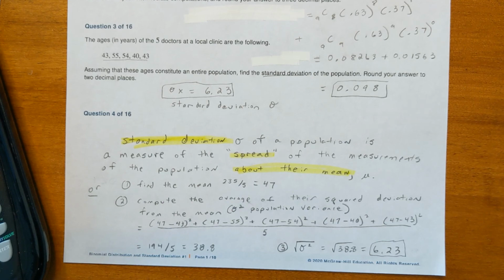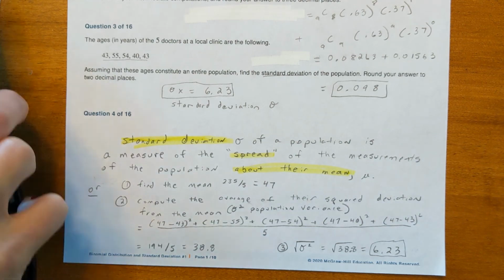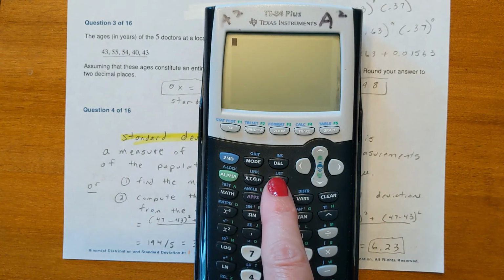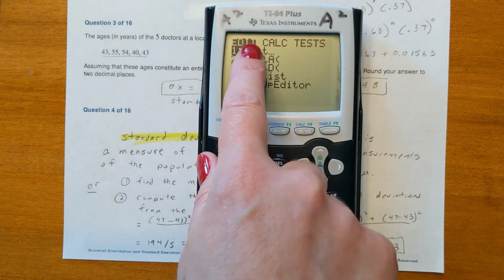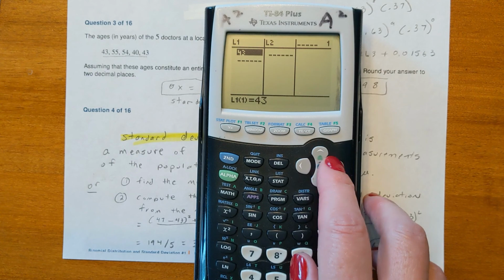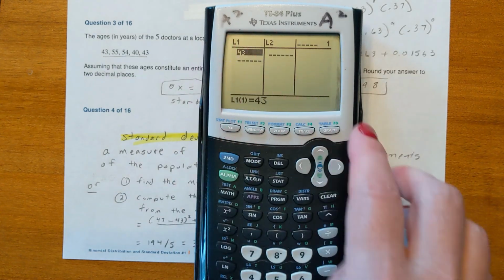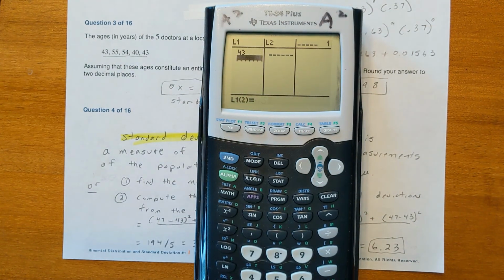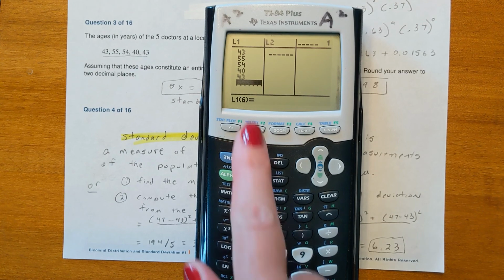All right. Well, super quick answer, then we'll go into the longer answer, is take your calculator. You go to the word stat on the 2nd row, and then under the menu that says edit, if there's anything in there, go up to the top, hit clear, go down. Anyway, I'm going to put those numbers under list 1. So 43, 55, 54, 40, 43.